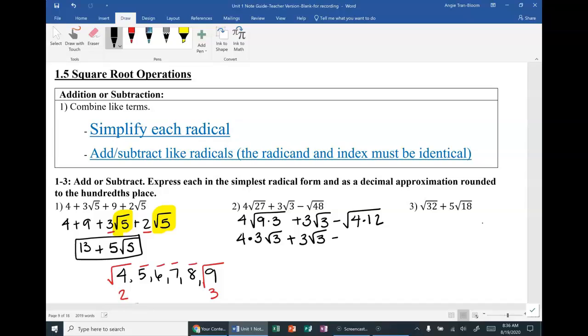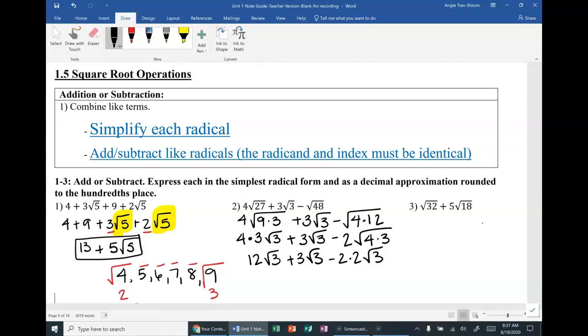I know square root of 4 is going to be 2. Well, 12, I can break that down to 4 times 3. So 4 times 3 over here is 12. 12 rad 3 plus 3 rad 3 minus 2. Again, square root of 4 is going to be 2. And then rad 3 is under.